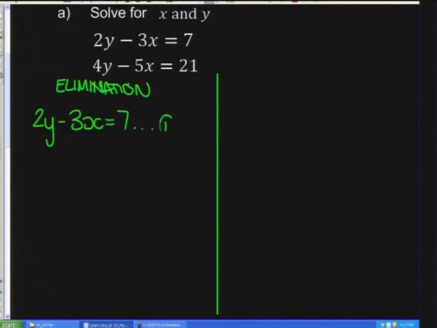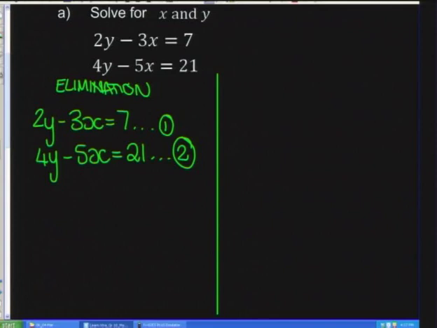I've got 2y minus 3x, which is equal to 7. That's going to be equation 1. And I have got 4y minus 5x, which is equal to 21. That's equation 2. Now, this one over here is a little bit more challenging than the one before, because in the previous one, it was there in front of us. We had a plus y and we had a minus y, and we could see that they were going to cancel. This one's going to require a little bit more thinking.